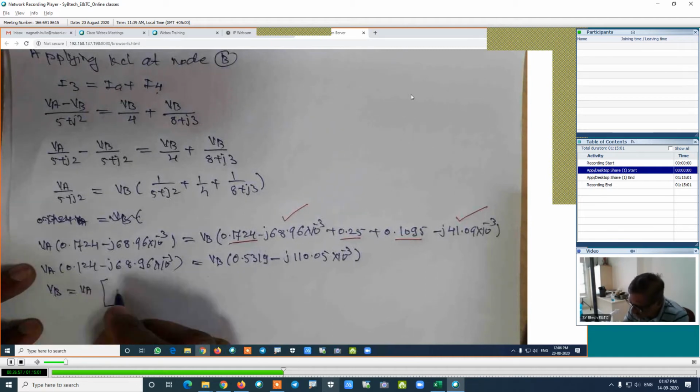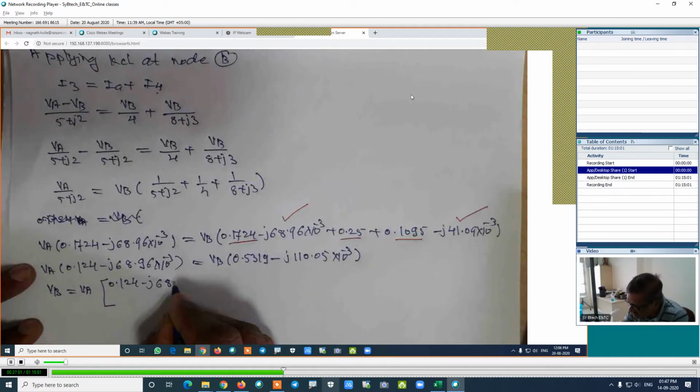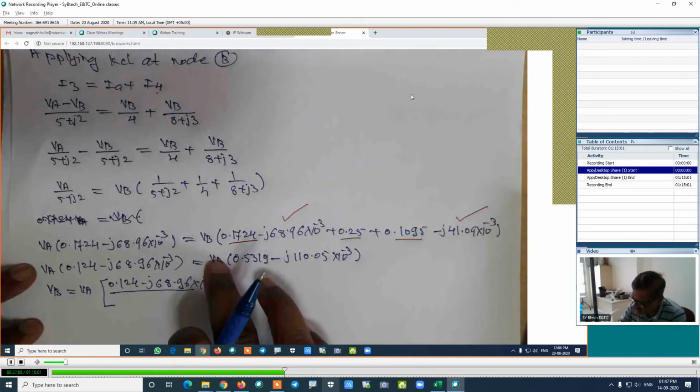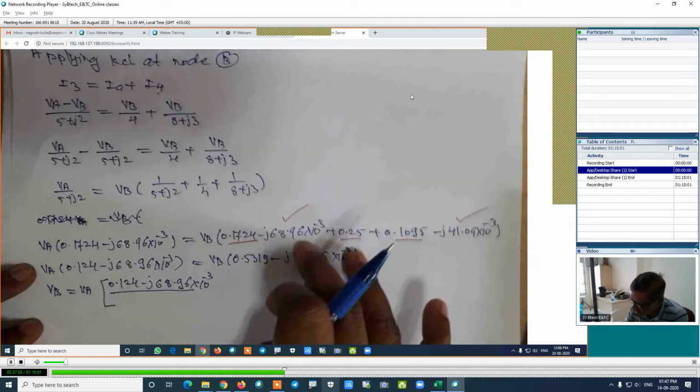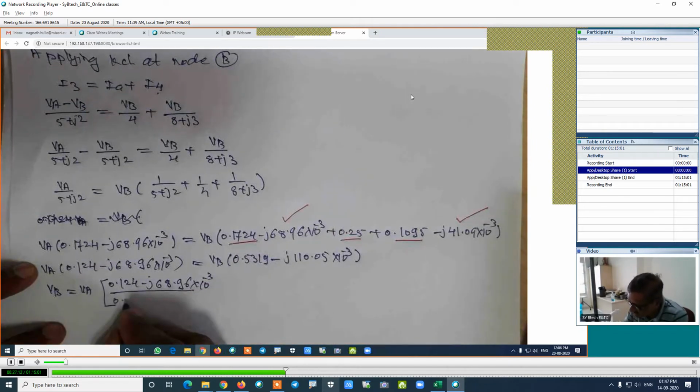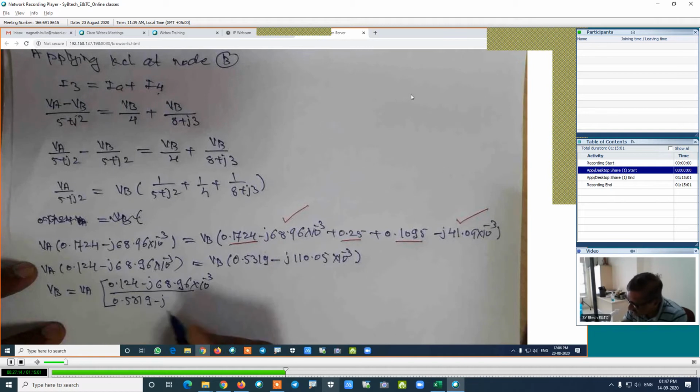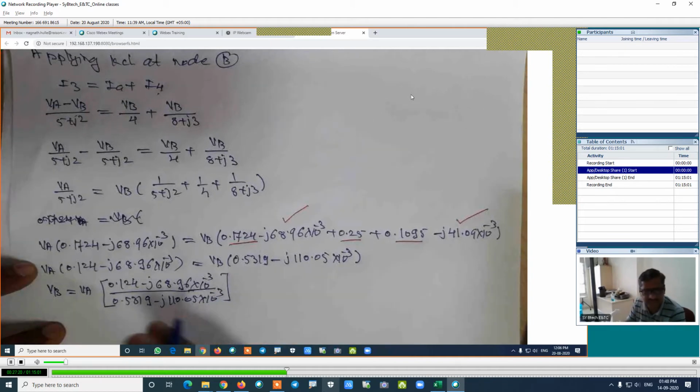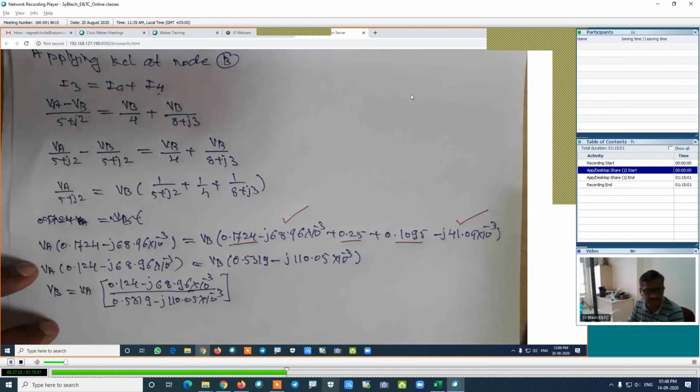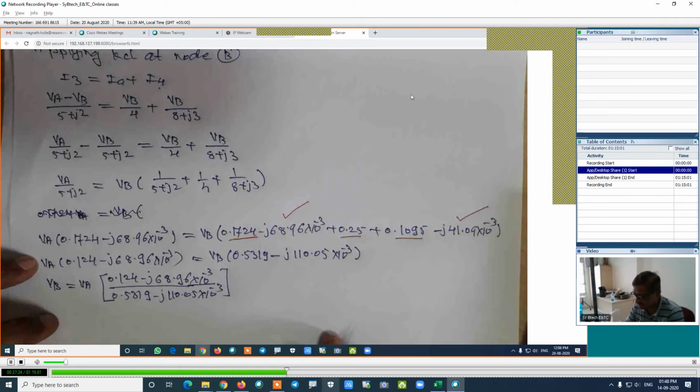This is the numerator: 0.124 minus j 68.96 into 10 raised to the power of minus 3, divided by this part. Is it right? Because I am interested in VB. This value divided by this value is 0.5319 minus j 110.05 into 10 raised to the power of minus 3. And why am I taking the minus 3? Because it will consider more digits, so that we will be close to the correct answer.